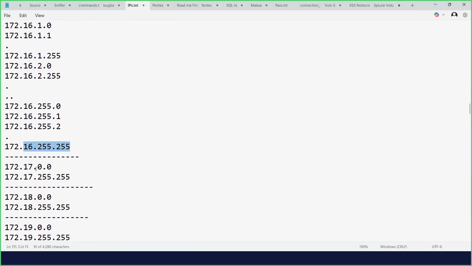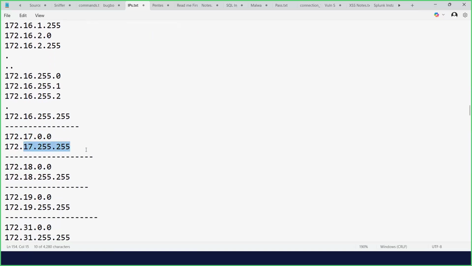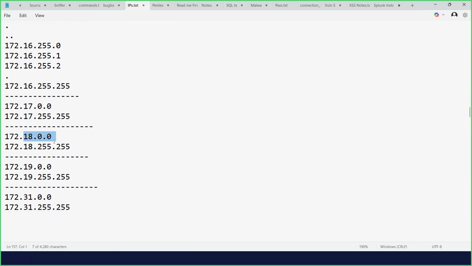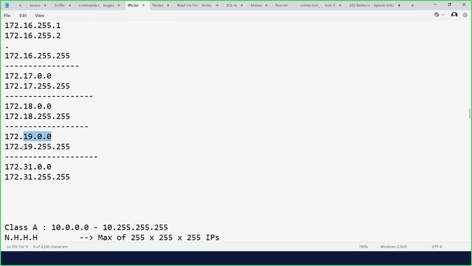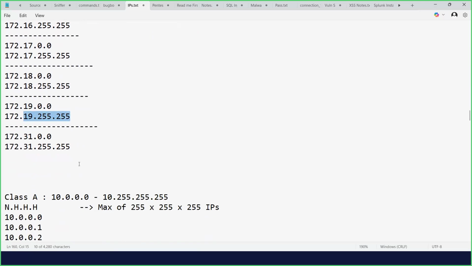Okay. Similarly, from 172.17.0.0 to 172.17.255.255, that's the next network. 172.18.0.0 to 172.18.255.255, that's the next network. 172.19.0.0 to 172.19.255.255, that's the next network. It goes on and on, and you have the last network at 172.31.0.0 to 172.31.255.255. This is the last private IP in class B.